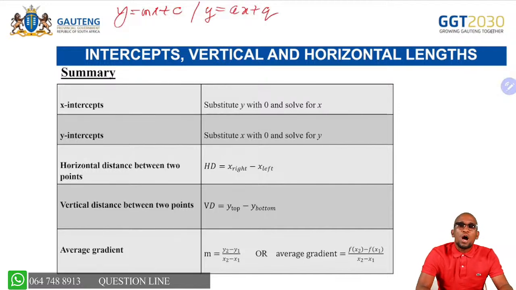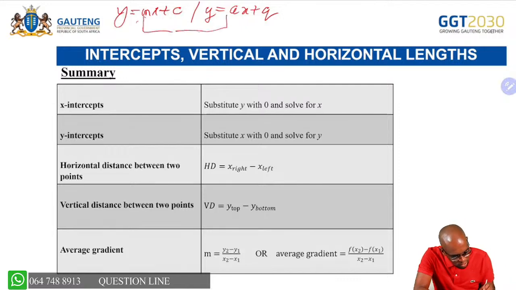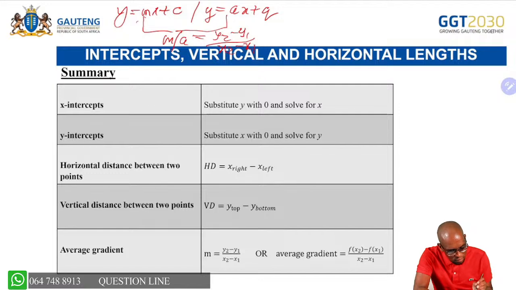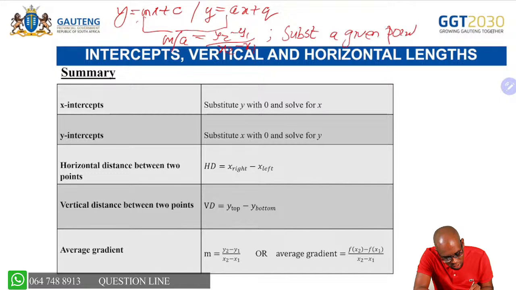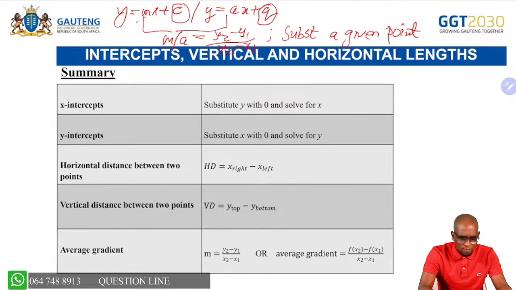You also should know how to determine the equation of this linear function. In most cases, you will first need to find m or a by using y2 minus y1 over x2 minus x1, because those represent the gradient of the function. From there, you substitute a given point to be able to determine q or c. Then that would give you the equation of a linear function.